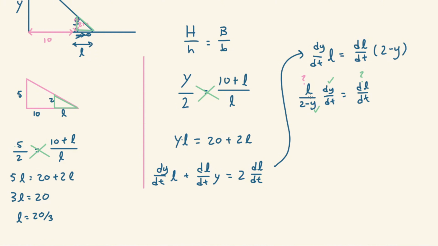So we're going to go back over here, and now we can fill in all of our unknowns. L is 20 over 3. On the bottom, we have 2 minus 5, and dy over dt we have is 1.5. And that's going to give you what dL over dt is, which in this case is going to come out to negative 3.33 meters per second. And that's the answer for this question.